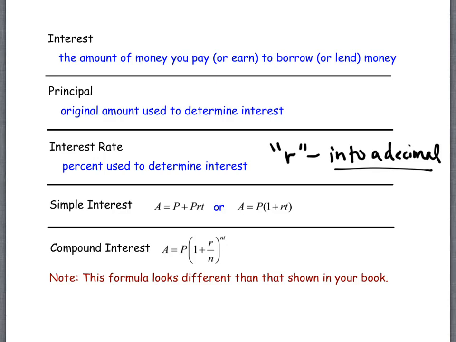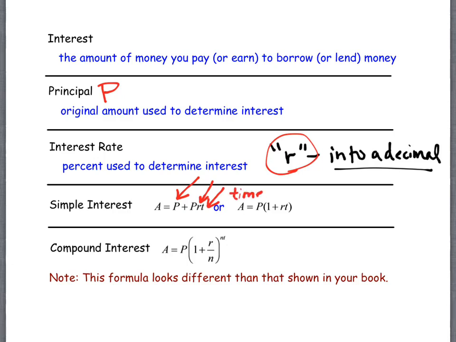These letters, let me just identify for you what they are. So P is principal. So that's this one up here. So P is the principal. R is the interest rate. That's the R right here that we have to turn into a decimal amount. And then T, what do you think that one is?